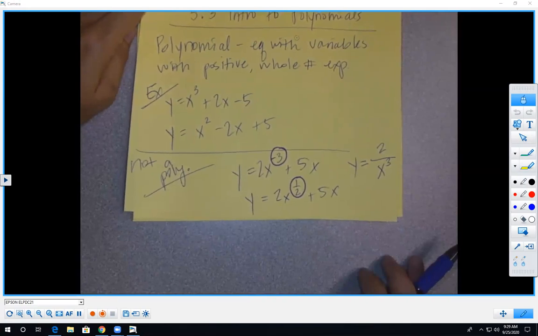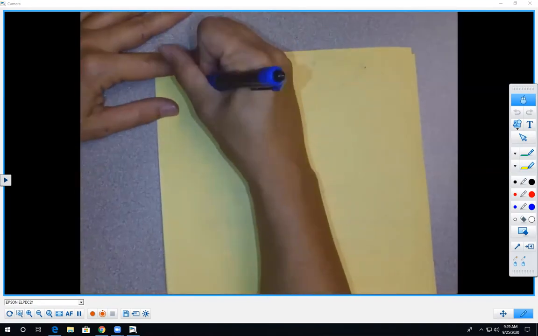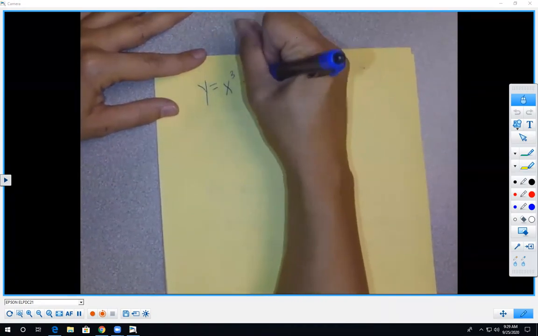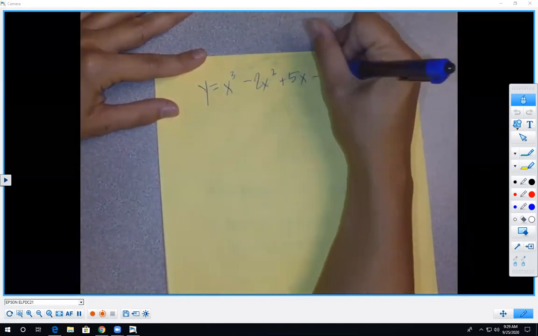Okay, so that is what a polynomial is. Polynomial equations. If I had the equation y equals x to the third minus 2x squared plus 5x minus 7.